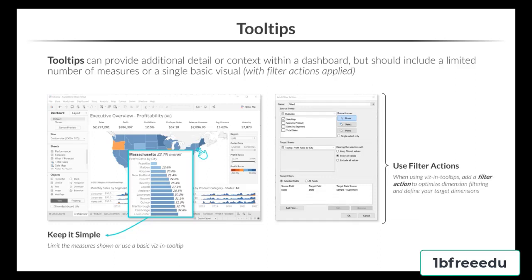By default, your viz-in tooltips will filter based on the dimensions contained inside the sheet that you are selecting, but that includes all dimensions.